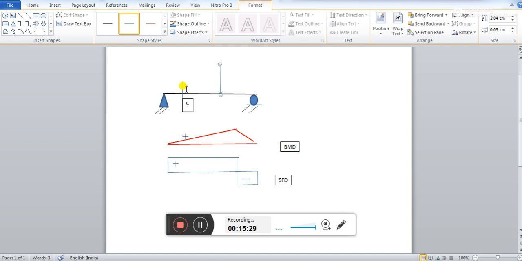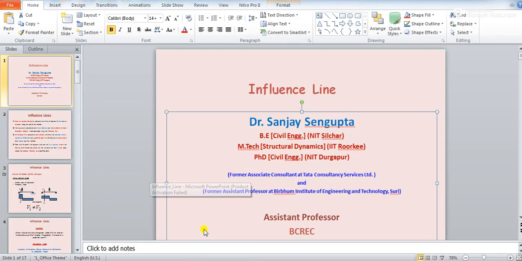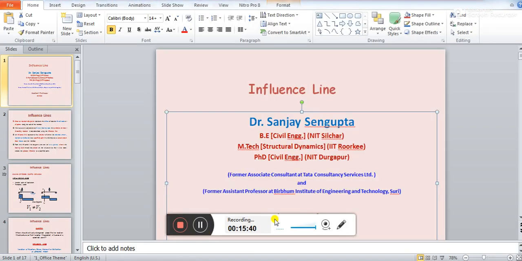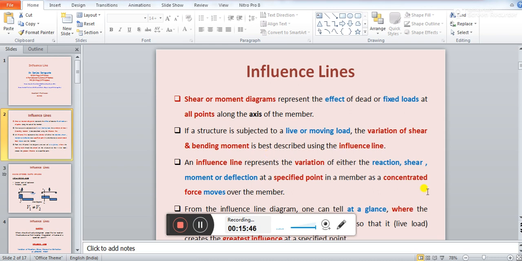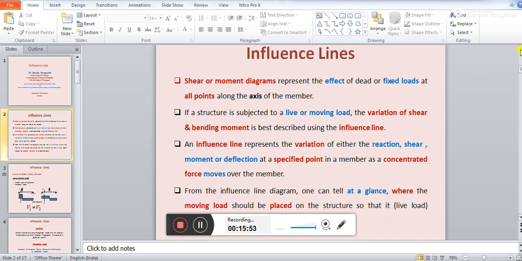Okay. So now with this basic understanding, let us move to our presentation, and I will try to explain to you step by step the process of finding out influence line diagram. So you see the influence line, the first slide, if you observe, the influence line, when you see shear or moment diagram.